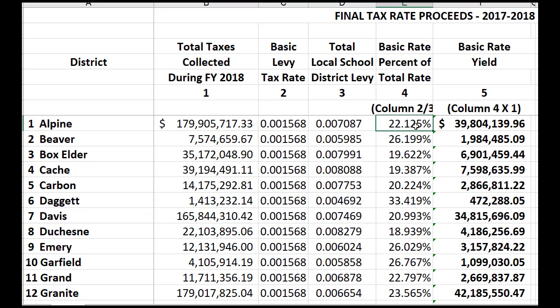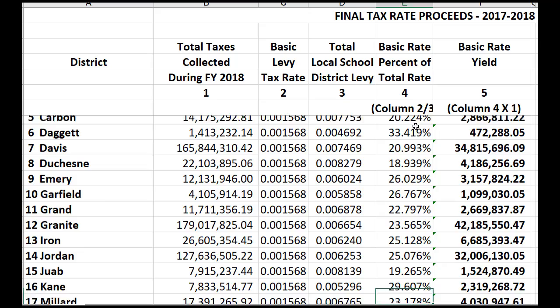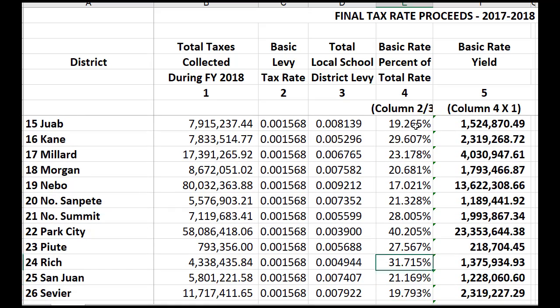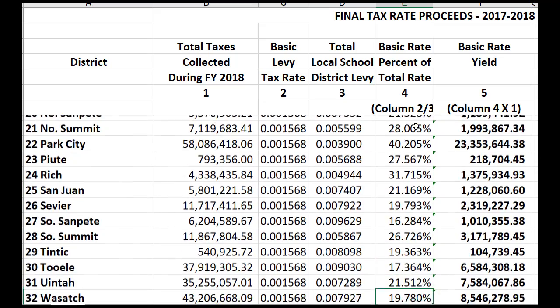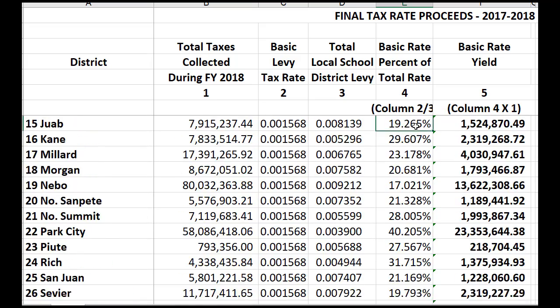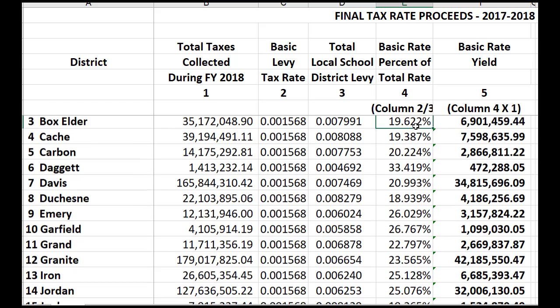And you can see that as we scroll down the list, the percentage varies by each school district. You can see that the maximum is Park City School District because of their high tax collections and assessed valuations. Scroll back up to the top.